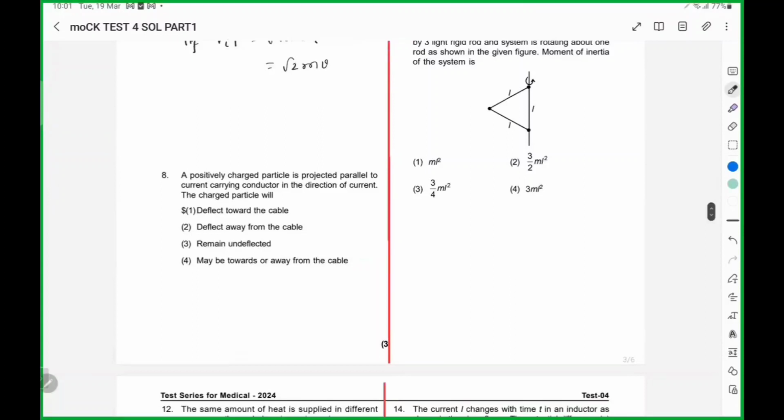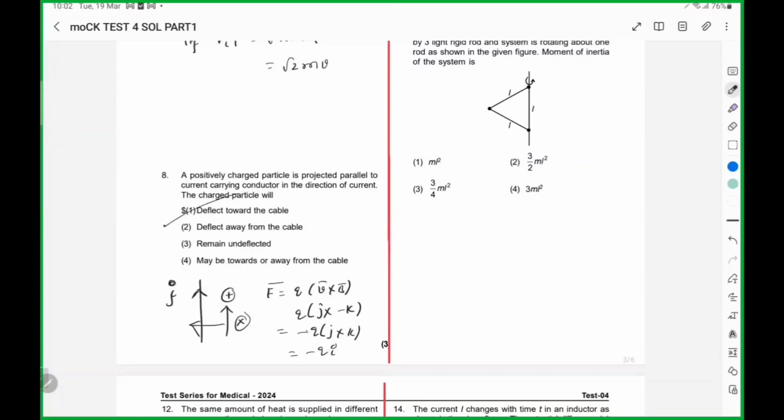A positively charged particle is projected parallel to the current carrying conductor in the direction of current. Force on a charged particle. Let us consider this as along y-axis, projected parallel. So current is passing in y direction. So by right hand thumb rule, magnetic field direction will be into the plane. That is minus q times j cross i, minus qi. That means force acts towards the cable.